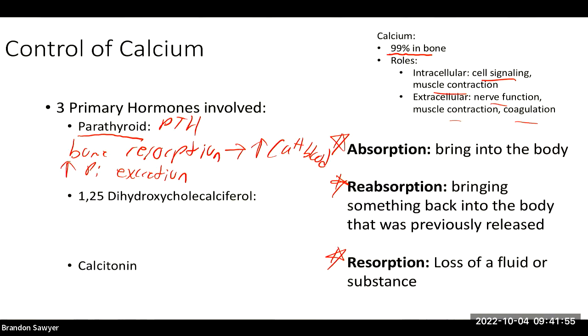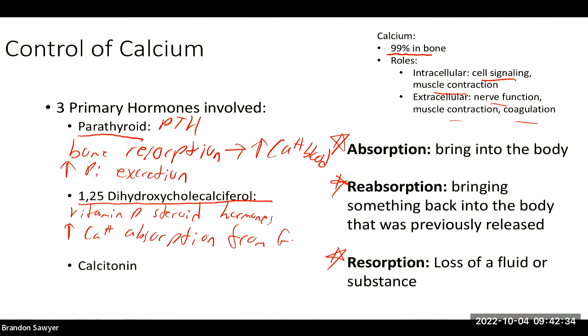Another very important one is this here. There are multiple versions of these, which are vitamin D derived hormones. The most important one is called calcitriol, and we'll talk about that one in a sec. There'll be more on it, but these are vitamin D steroid hormones, and one of their primary roles is to increase calcium absorption from the GI tract.